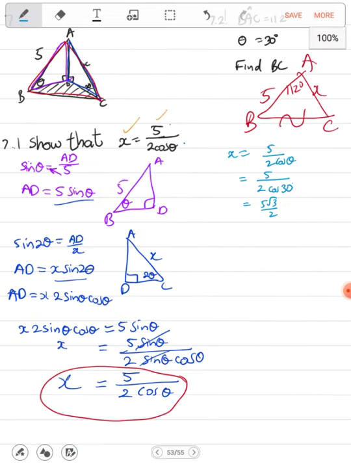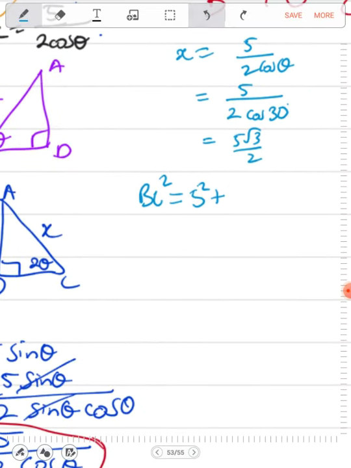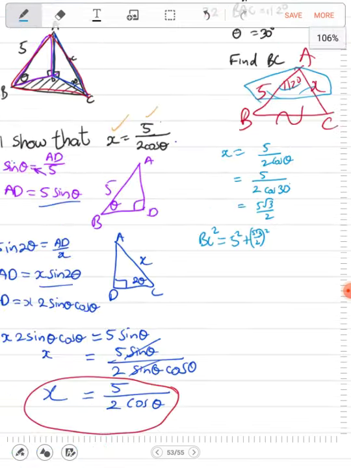We can do our cosine rule. So we have side angle side in the picture. If you remember your values there, 1, 2, and 3. So BC squared will be equal to 5 squared plus 5 root 3 over 2 squared. I don't think it's going to fit at all. Let me just do that again properly for you. Don't want you to mislearn things.